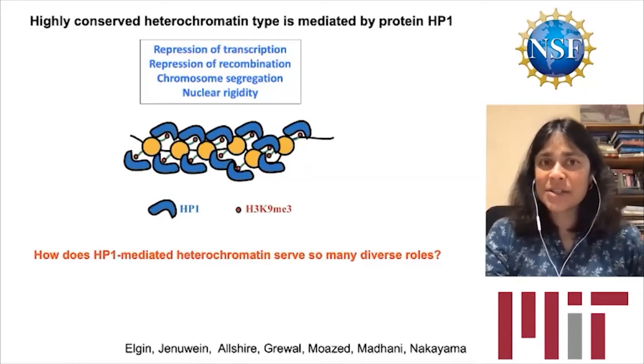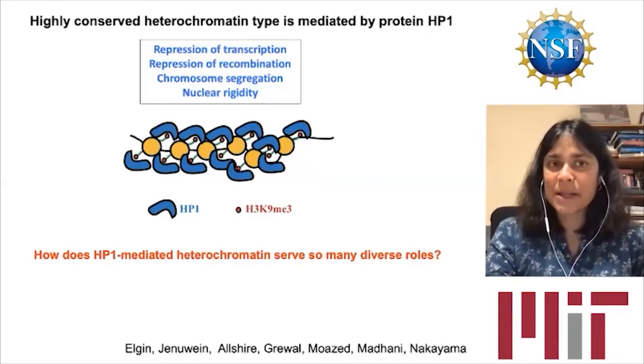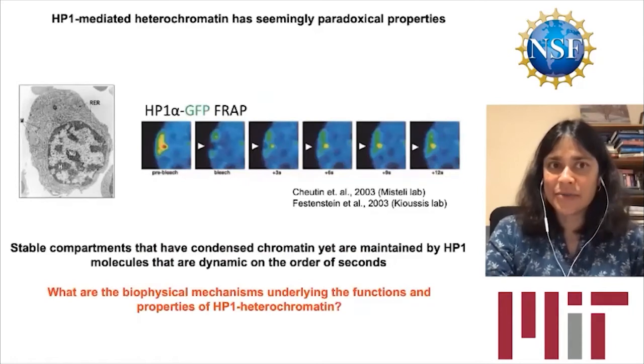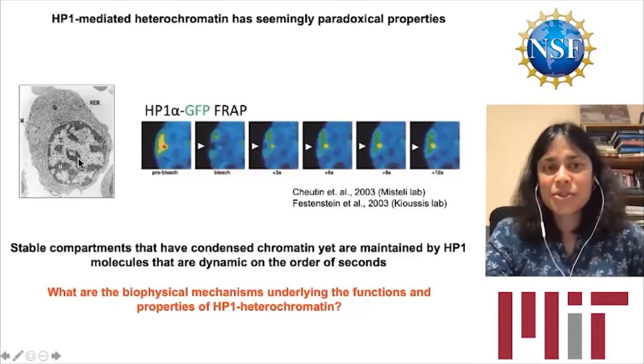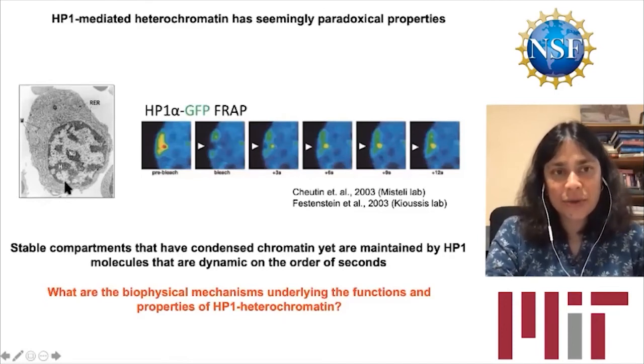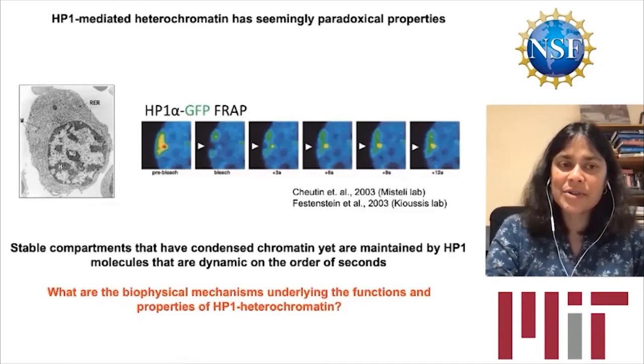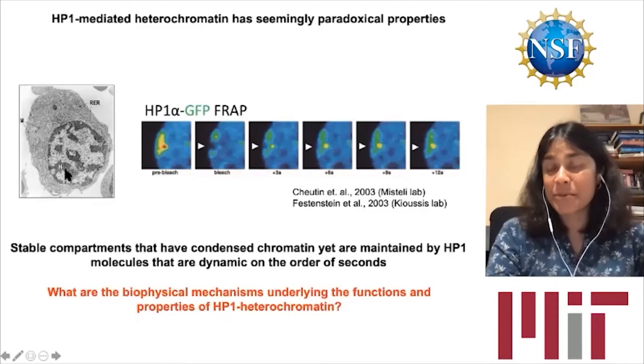Now, in addition to the many different roles that this type of heterochromatin plays, there is also a longstanding apparent paradox in the field, which is captured by these two images. On the one hand, if you look at heterochromatin domains shown by this darkly stained region, they seem to be stable in space over several hours and often over the lifetime of a cell.